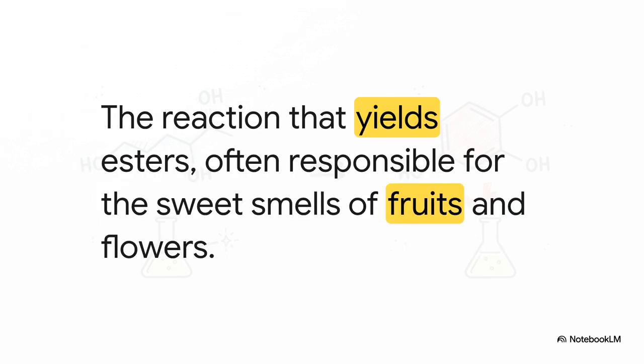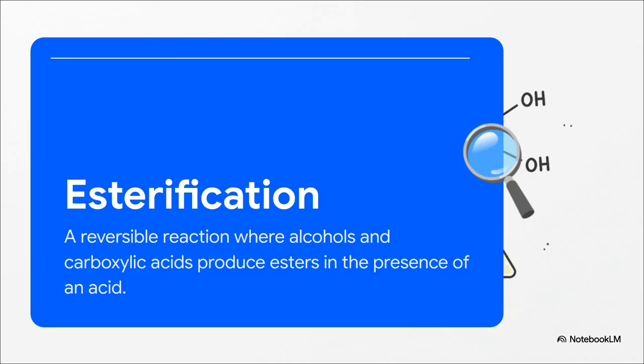All right, let's move on to a reaction that creates some of nature's most pleasant smells. It's called esterification, and it's how we make esters, the very compounds that are often responsible for the sweet smells of fruits and flowers. The recipe is a total classic. You just combine an alcohol and a carboxylic acid with a little bit of acid to get things moving. What you're basically doing is pulling a water molecule out from between them, and that lets the two bigger pieces link together to form the ester. It's just a simple, really elegant way to build bigger molecules.